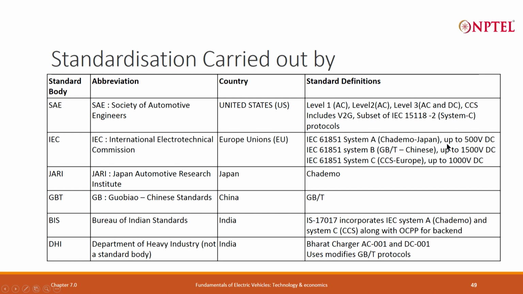System A goes up to about 500 volt DC, and this is a standard that Japan follows, or Japan framed, and then it is adopted here as a comprehensive standard. So this CHAdeMO came from actually the JARI standard.